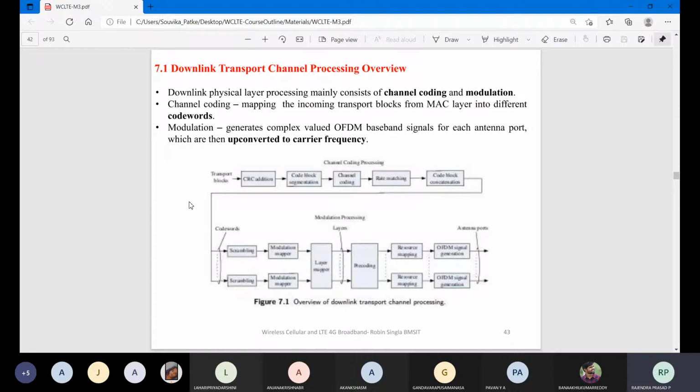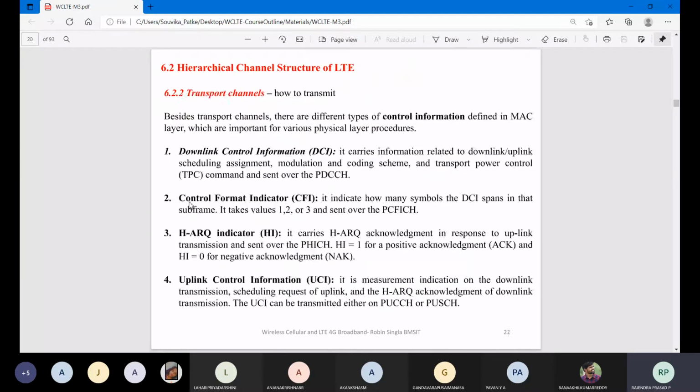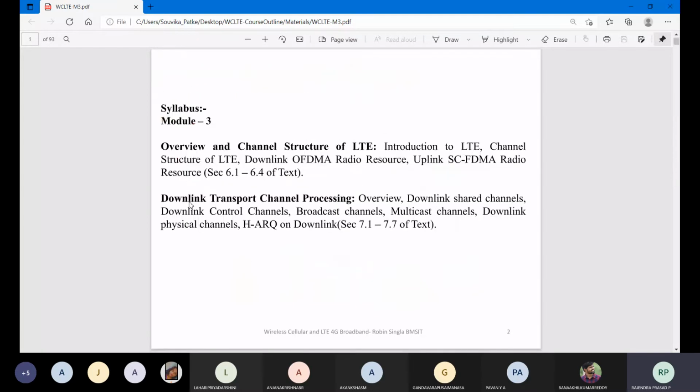At the previous session, we had a discussion on all these parameters of the different logical channels. That is what we were trying to highlight: first, knowing the design consideration, then the structure of LTE, then the radio resource part, then the uplink SC-FDMA radio resources. These are the four sections, 6.1 to 6.4, we were trying to cover.